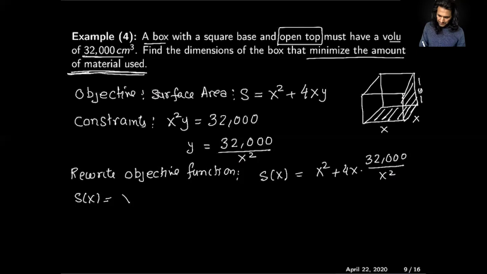x squared and 4 times 32, which is I guess 128, plus 128,000 divided by x, cancel out that, so 1 divided by x.